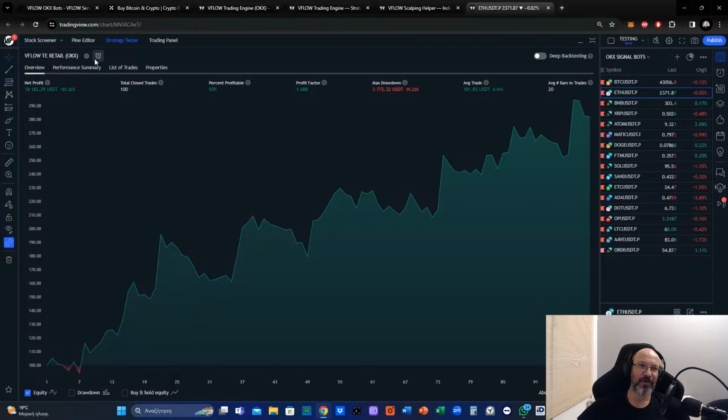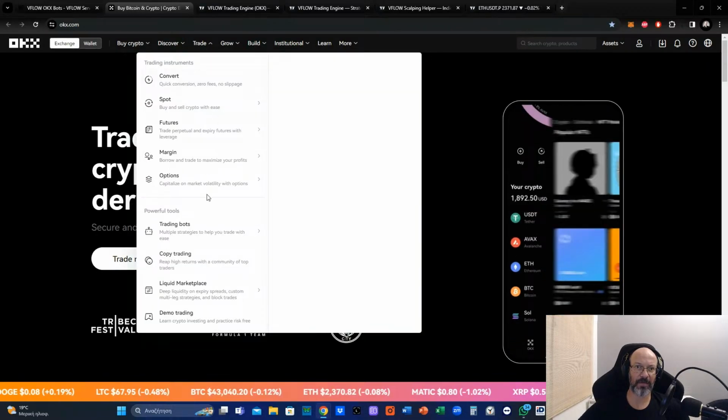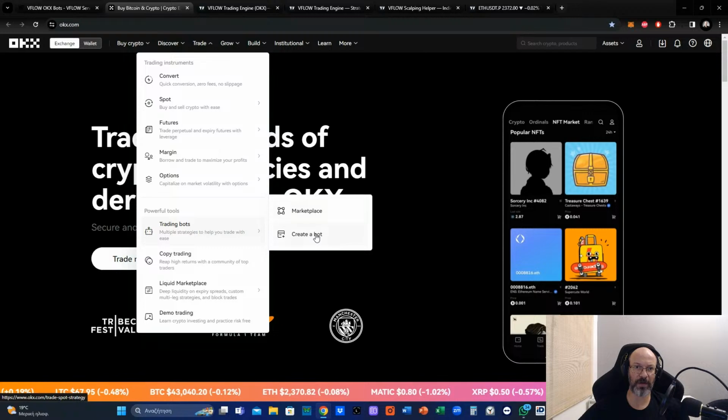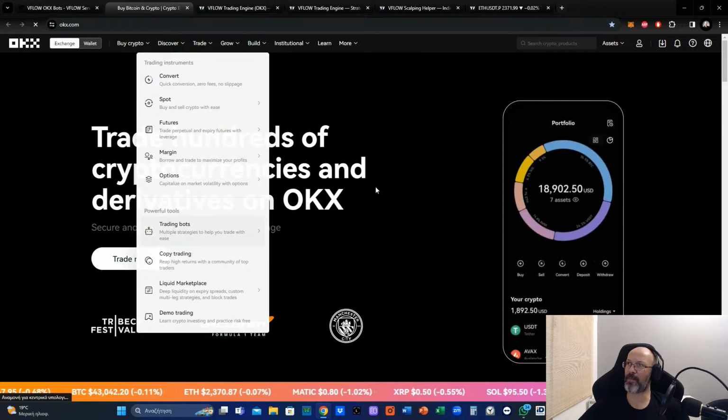So you can go to OKX, you go here, and you can go to trading. You can go to trading bots. You can go to create a bot. And here, when you click on create a bot, I'm going to show you live right now how you can do it.